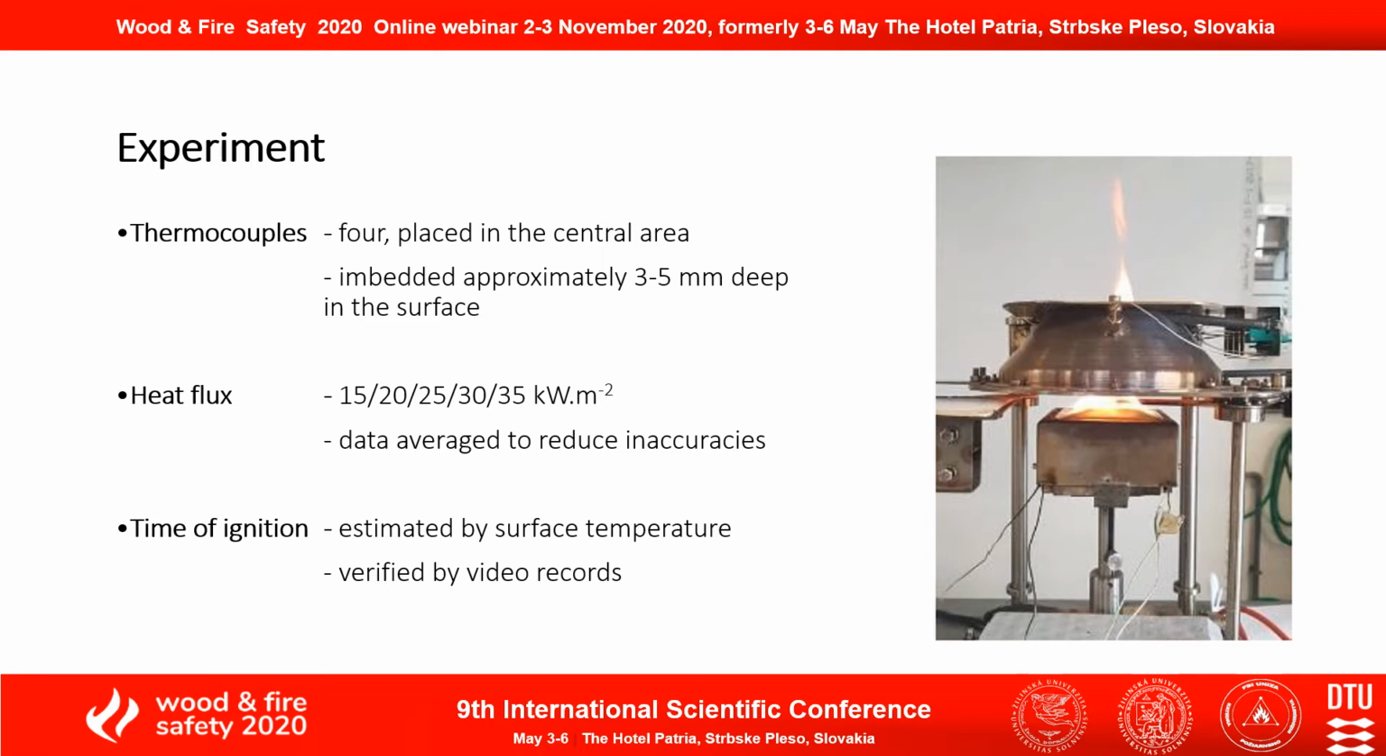Several tests were conducted at different heat fluxes from 15 to 35 kW per square meter. Data collected from all thermocouples were averaged in order to reduce inaccuracies. Surface temperature is an output of the experiment that helps estimate the time of ignition. This is verified also by video records of each experiment.